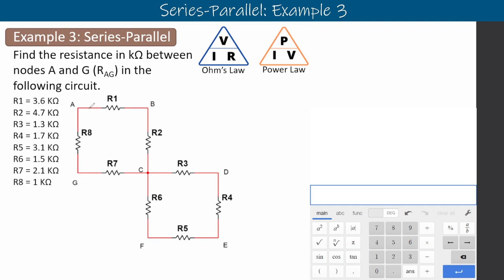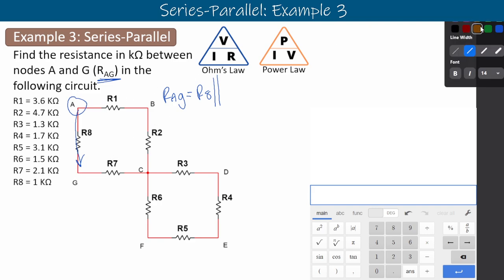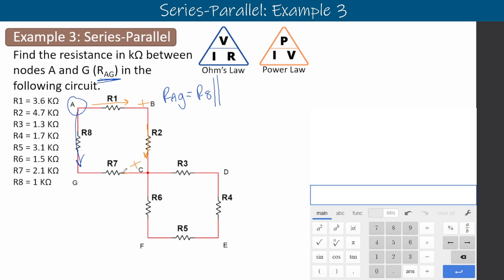So we can solve for this pretty easily. We can say that if we were at point A, how do we get to point G? And we can go straight through our R8 value there. So our total resistance, RAG, is going to equal R8, for our first branch that we can go through. So that's in parallel with wherever other way we can get back down to G. And so we can go through our R1 in series with our R2 in series with our R7.